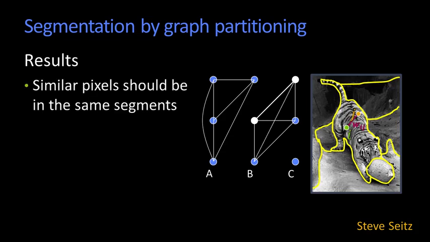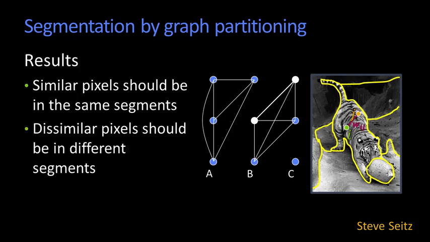So what I need to do is construct a distance function such that similar pixels will end up being in the same segments if they're nearby, and dissimilar pixels, ones that are very different, will end up in different segments.